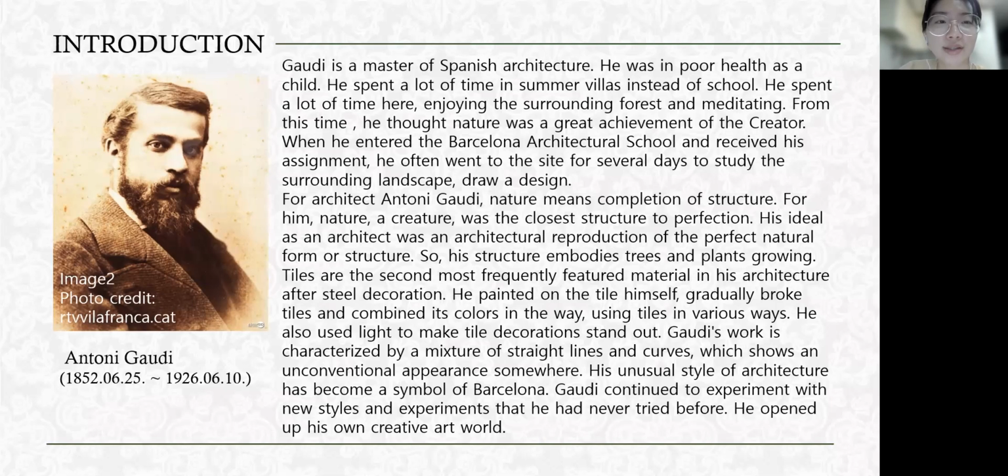So, for architect Antoni Gaudi, nature means completion of structure. His ideal as an architect was an architectural reproduction of the perfect nature form for structure. So, his structures embody trees and plants growing, and tiles are the second most frequently featured material in his architecture after steel decoration.